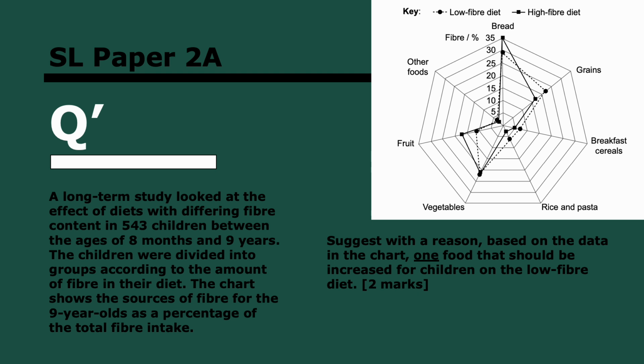Great. So now, suggest with a reason based on the data in the chart one food that should be increased for children on the low fiber diet. Okay. 3, 2, and 1.